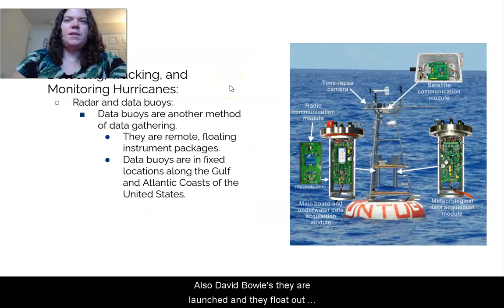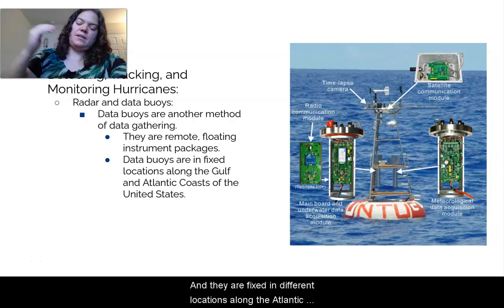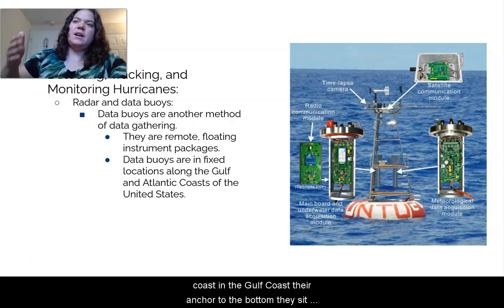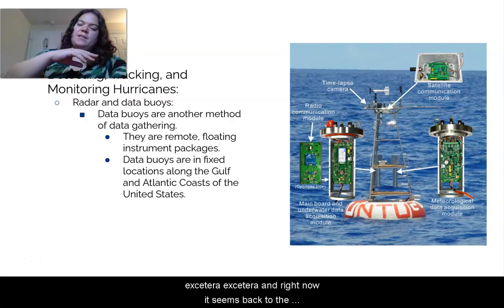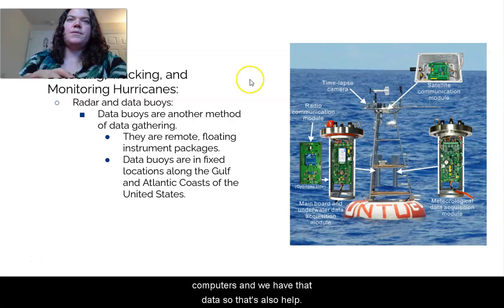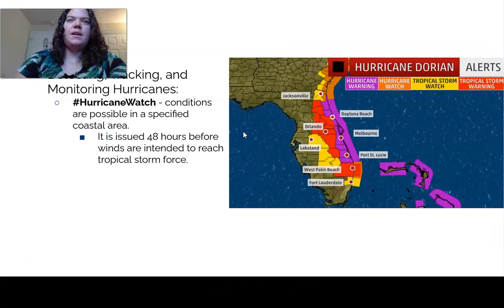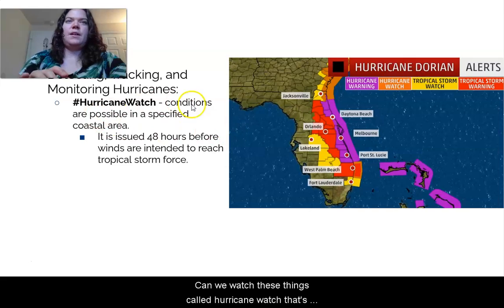All right, also data buoys. They are launched and they float out in the ocean. They're remote sensors as well, and they are fixed in different locations along the Atlantic coast and the Gulf Coast. They're anchored to the bottom. They sit there, they measure wave height, surface temperature, etc., etc. And right now it beams back to the computers and we have that data. So that's also helpful. Then we issue these things called Hurricane Watch.